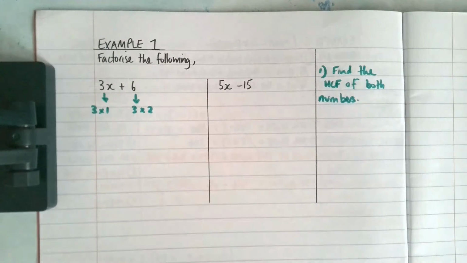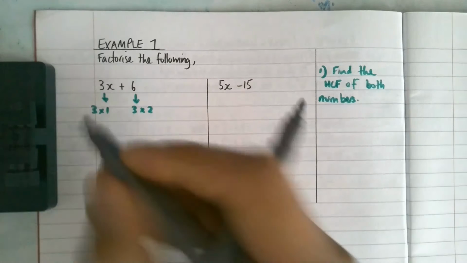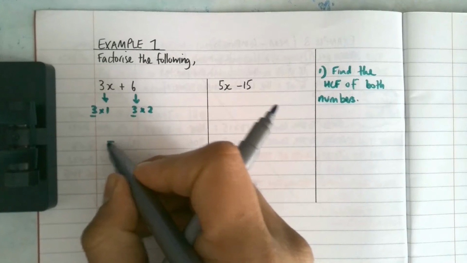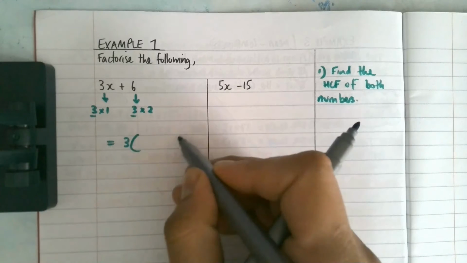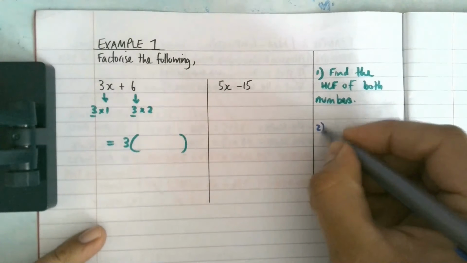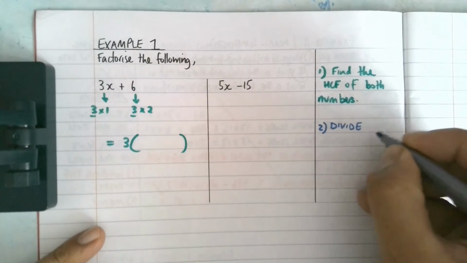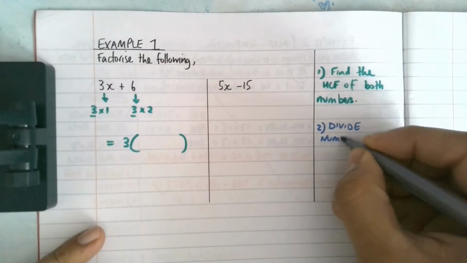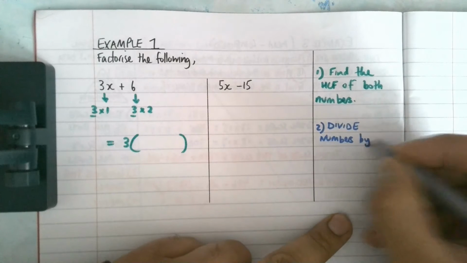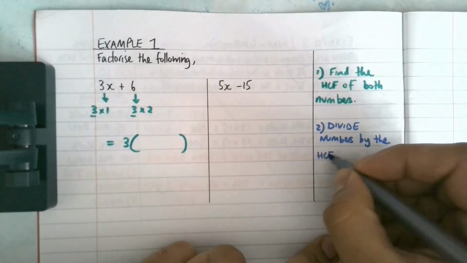So in the method, 3 would then be written on the outside of the brackets. Okay, so remember, this is the same as reversing expanding brackets. And then we have to fill in the brackets, and we do that by dividing the original question by the highest common factor. So because the highest common factor was 3, we can then use that to divide 3 and 6 by 3 to get the numbers on the inside.